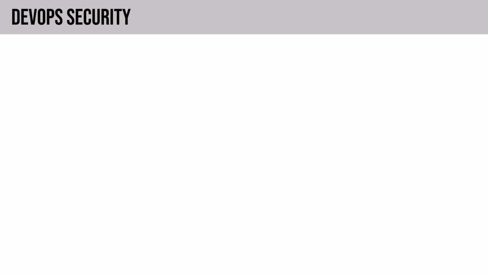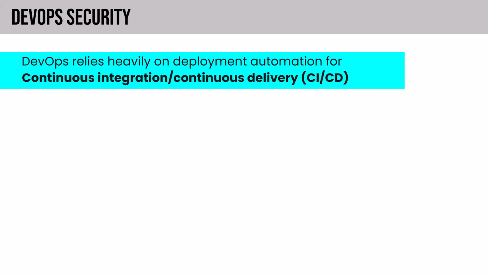And wrapping up section 1.4, we have DevOps security. So DevOps relies heavily on deployment automation to deliver continuous integration and continuous delivery, that CI/CD automation we talked about earlier.